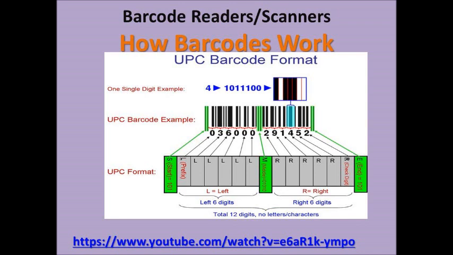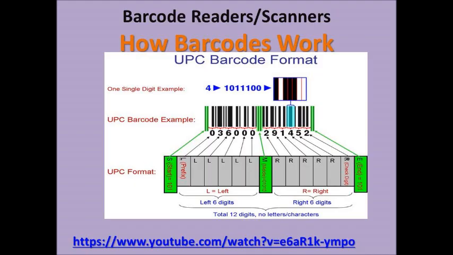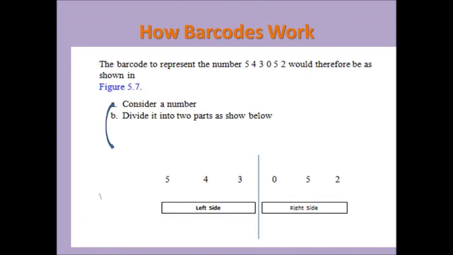lines of varying thickness. The numbers 0 to 9 are each represented by a unique series of lines. Various barcode methods for representing these digits exist. For example, we shall adopt different codes. This is a diagram of how a barcode reader works. There is a number over there.